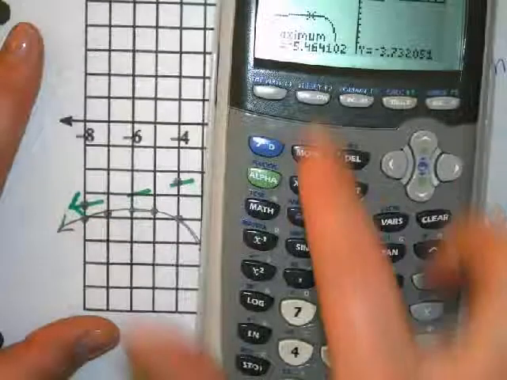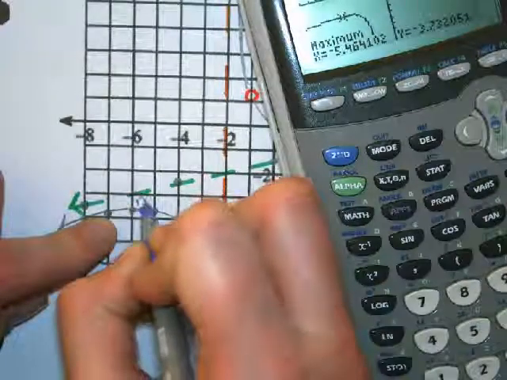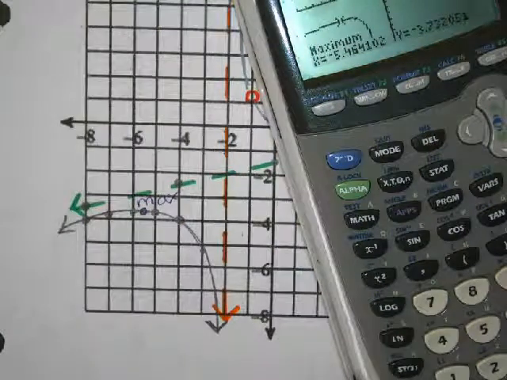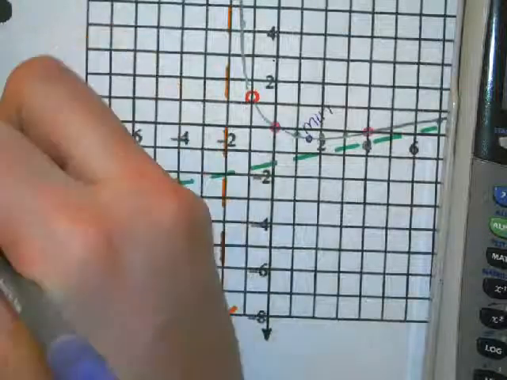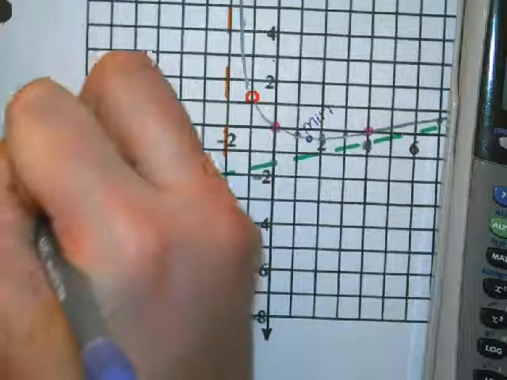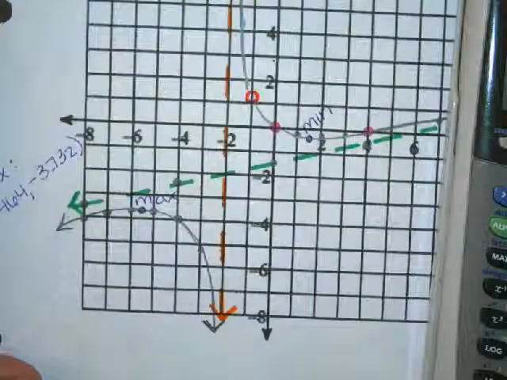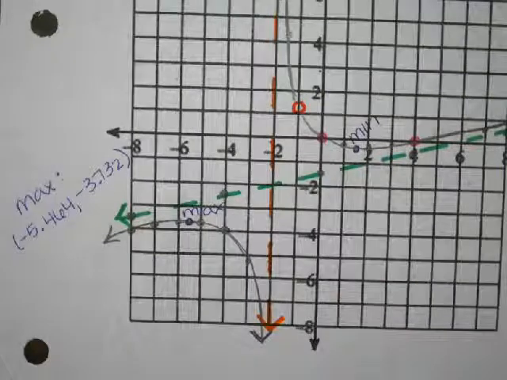So here's our maximum at -5.46. So at -5.46, I'm going to write we have a max here. When I say max and min, am I talking about relative or absolute? These are relative. These are relative maxes and mins. Okay. So my max was at -5.464. -3.732. Yeah, how I found it.